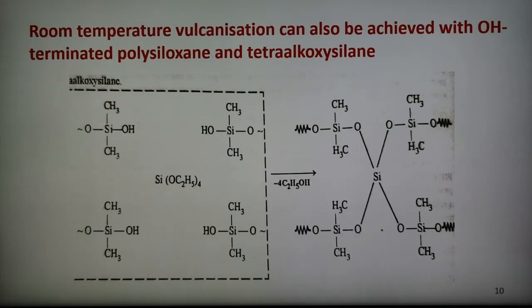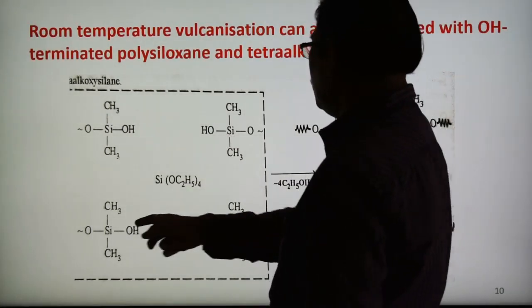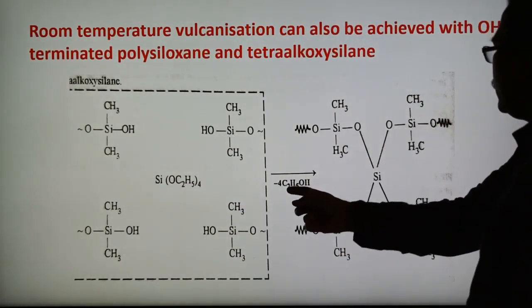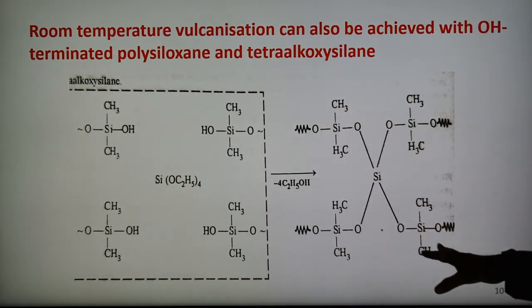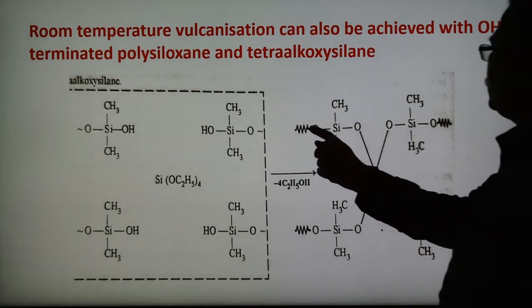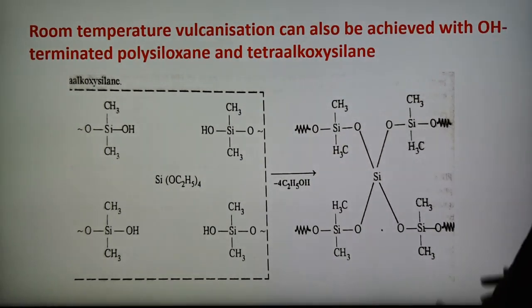And another method, that is the room temperature vulcanization, can also be achieved with OH terminated polysiloxane and tetraalkoxysilane. So this is another method which can be obtained, in which the reactions are taking place, and in this case room temperature vulcanization can also be achieved by OH terminated polysiloxane. So in this way, this is 1, 2nd, 3rd, 4th, and this is another silicon compound. Here 2 C2H5OH 4 molecules are removed from this, and we get this type of compound obtained. Here is a polymeric chain, and from this also oxygen there is a long chain is formed.